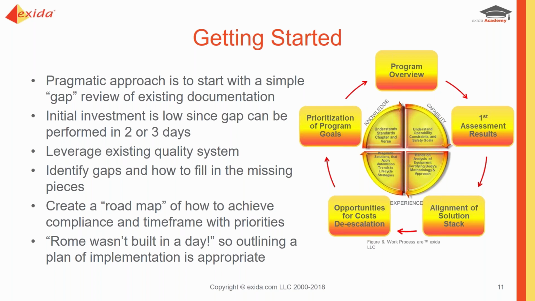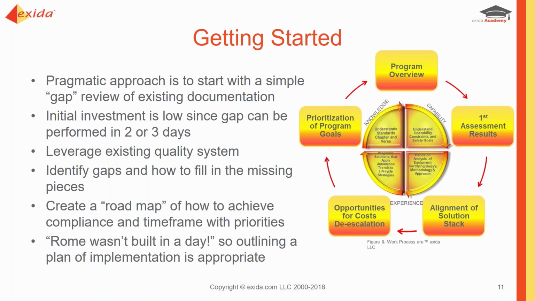And the point here is that what we're looking at is how can we leverage the existing quality system. Most companies will have some form of ISO 9000 quality system in place. OSHA requires them to have that anyway. So we can look at that, and identify against that existing quality system any gaps in terms of processes and procedures that need to be filled in to meet the requirements of 61511.